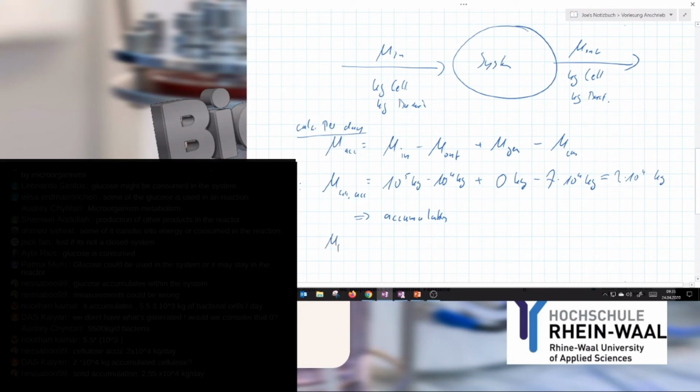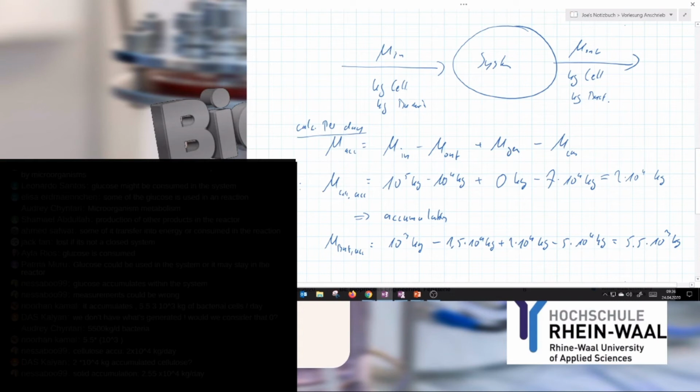Now we do the same for bacteria. And we have the M bacteria accumulation. We simply copy. So M in is 10 to the 3 kilograms. M out is 1.5 times 10 to the 4 kilograms. M generated is 2 times 10 to the 4 kilograms. And here we have lysis of the bacteria, so we also have a consumption. Consumption by lysis is 5 times 10 to the 4 kilograms. And that's equal to 5.5 times 10 to the 3 kilograms.